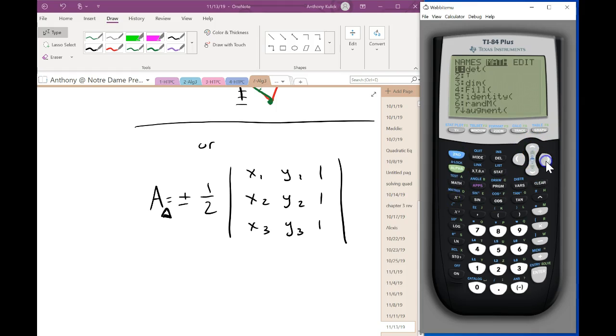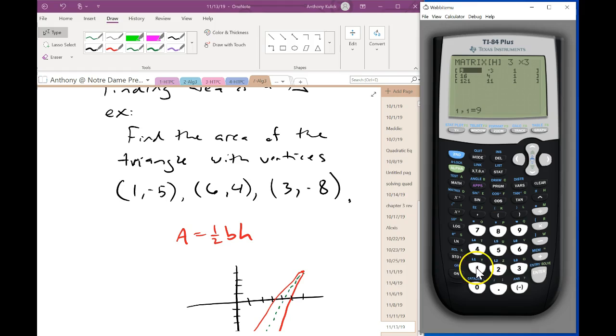So, make a 3 by 3. I have 1, negative 5, and then the last column is all 1's. And 6, 4, and then the last column is all 1's. And then 3, negative 8, and the last column is all 1's. So I'm going to do 1/2 times, go back in and get the determinant. That's under the math tab from the matrix menu, of that matrix that we just typed in. I typed mine into matrix H. And that gives me negative 16.5.